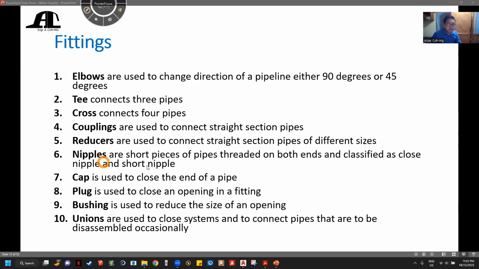Okay? Nipples are short pieces of pipes threaded on both sides. Okay? So in a way, class, yeah, nipples are useful if we are to connect na yung edge, yung parang terminations na ng pipe, tapos maglalagay ka na ng faucets or like yung mga hose bib, di pala faucet.